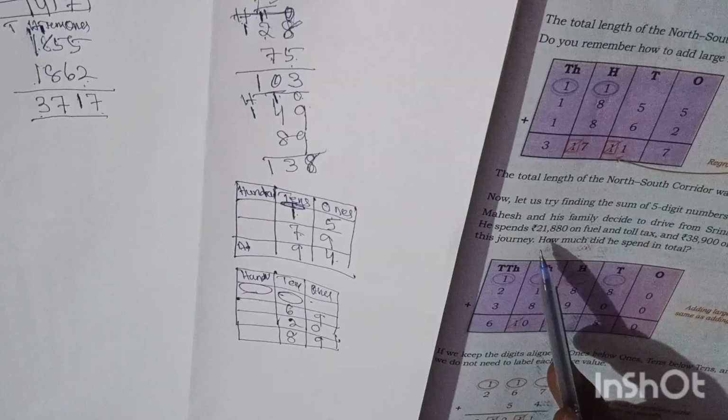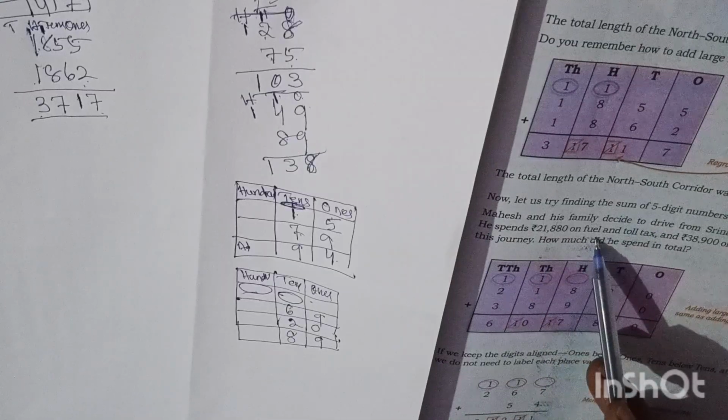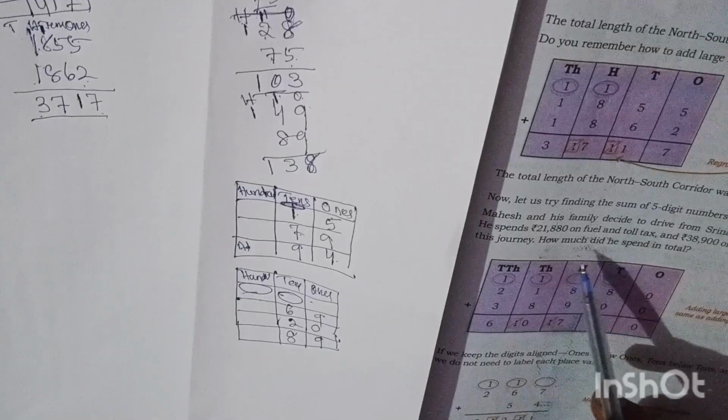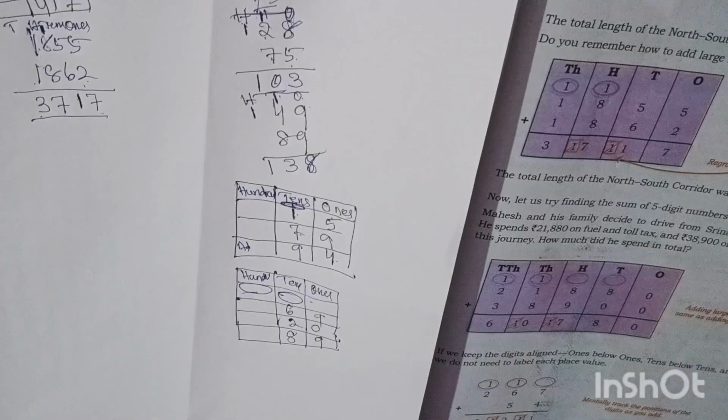He spends 21,880 on fuel and toll tax, and 38,900 on other expenses during this journey. Once Mahesh and his family decided to drive from Srinagar to Kanyakumari, in that journey they spent 21,880 on fuel and toll tax and 38,900 on other expenses. You have to find out how much they spent in total. So you add the two numbers.